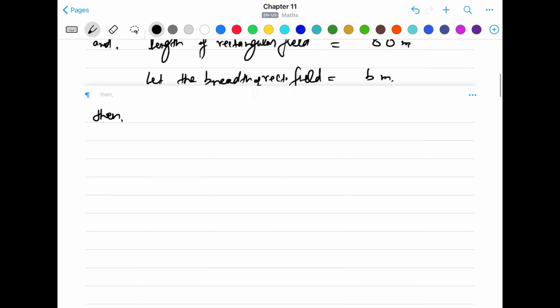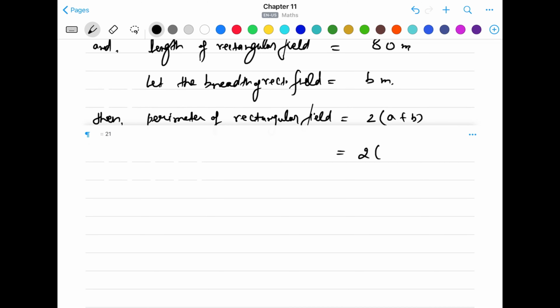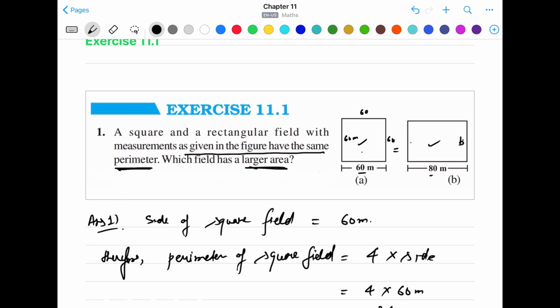Then the perimeter of the rectangular field will be equal to, the formula to calculate the perimeter of a rectangle is twice of a plus b. So we have 2, a is given as its length which is 80 meter, and b we have taken as b meter. Now as in the question it's given that the perimeter of the two figures is the same, that is the perimeters of the two figures are equal.